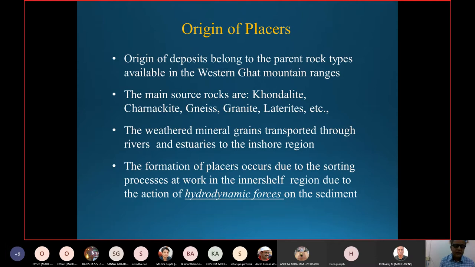As I said, sorting. Why? What is sorting? Sorting is nothing but the result of a density difference, from 2.57 to 5.5. Then the hydrodynamic forces, that is waves and currents, act on the sediments, and they slowly get enriched onto the beach. I will show you how it gets enriched and what processes are involved in the next slides.